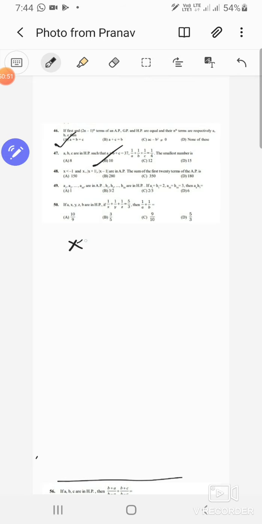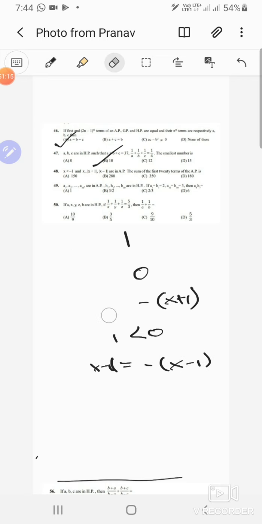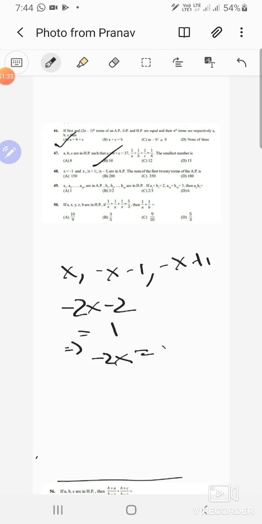So here's the deal. Now that x is less than minus 1, you will have x plus 1 less than 0, which means that mod of x plus 1 is equal to minus of x plus 1. And then x minus 1, well, that's already negative because x is negative, which means that the mod of x minus 1 is also negative of x minus 1. So what that basically means is that x, the negative of x plus 1 is minus x minus 1, negative of this thing is minus x plus 1. This is an AP, which means that minus 2x minus 2 is equal to the sum of these two. Well, that's gone, so 1, which means that minus 2x is equal to 3. So x equals minus 3 by 2. Easy.